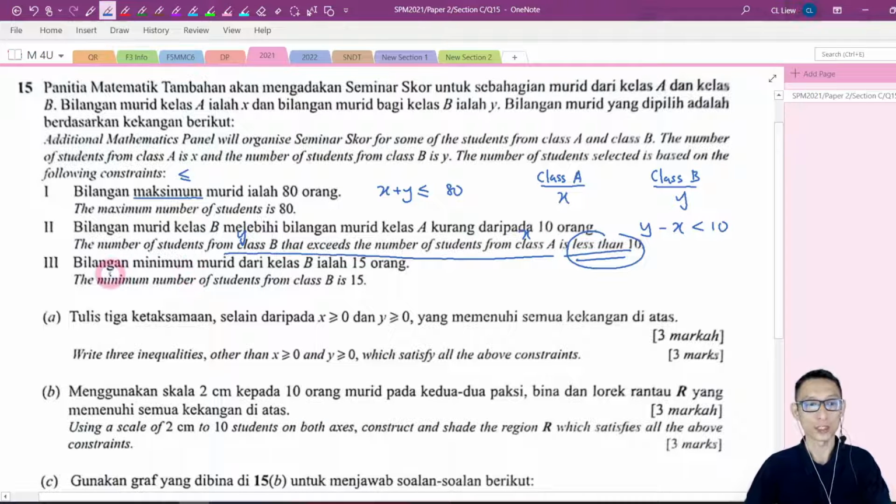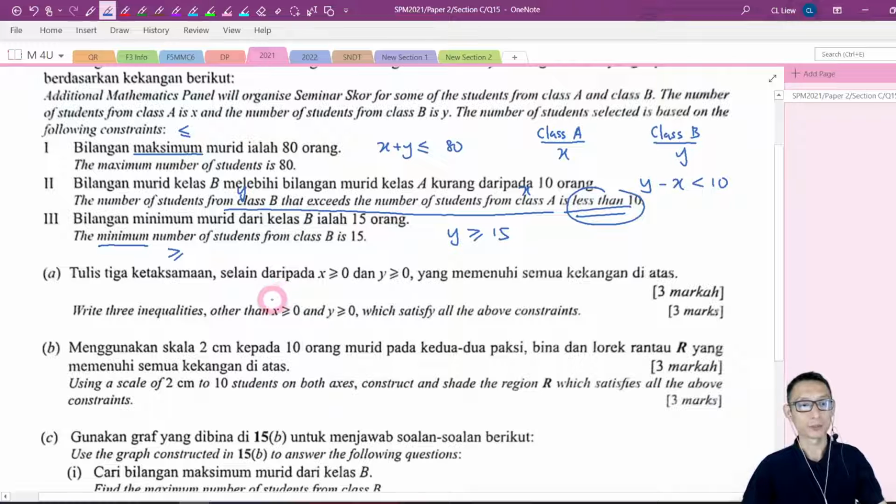Now let's go to the last one. When you see minimum, you know you have to use this sign, right? The minimum number of students from Class B, Y, is 15. Y is greater than or equal to 15. Okay, these are the answers for part A.